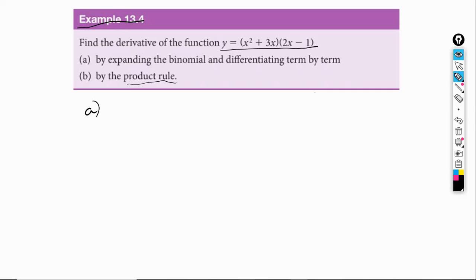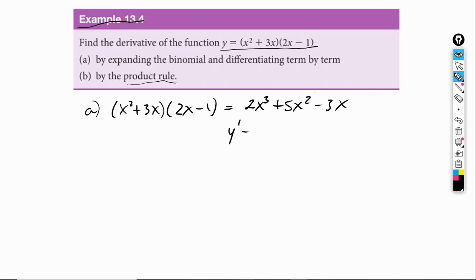All right, so for A, if we expand the expression, if we multiply the terms, we're going to get that (x squared plus 3x) times (2x minus 1) is going to equal 2x cubed plus 5x squared minus 3x. And then if we do the derivative of this, it's going to be 6x squared plus 10x minus 3. So by applying the product rule in part B, we should get the same answer.